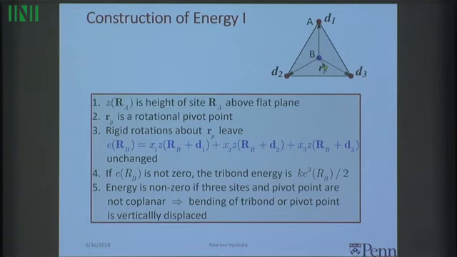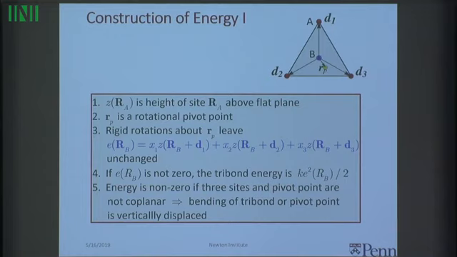So if we do rigid rotations about the pivot point, that leaves this thing unchanged. So you can do rigid rotations. That tells you that if this EB is equal to 0, then there's no energy cost. The thing hasn't been stretched upward.